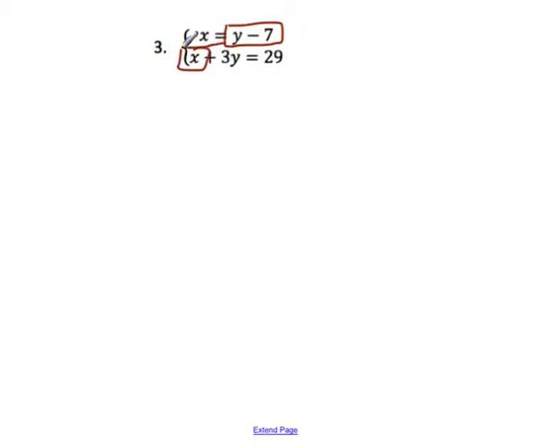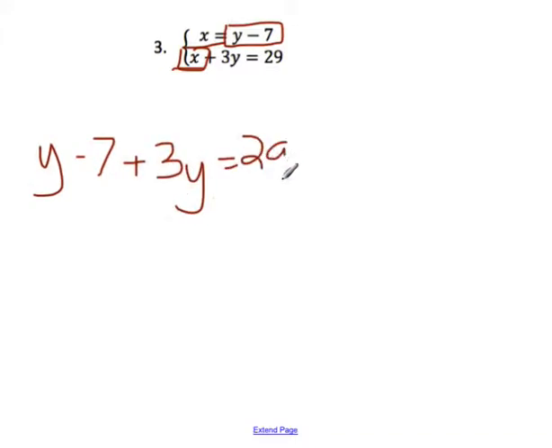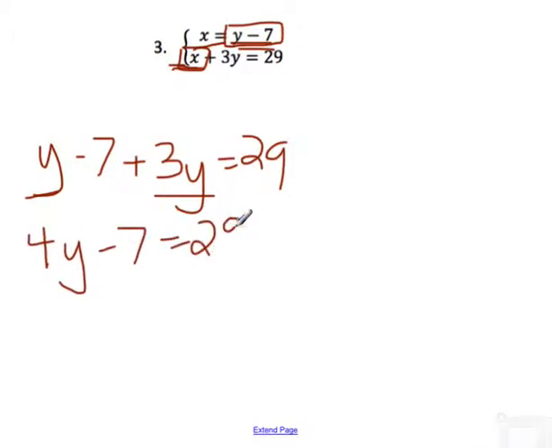So where I see x down here, I can plug in y minus 7. That substitutes out the x. Now the rest of the equation is going to stay the exact same. All I did was take the x out and put y minus 7 in instead. So y plus 3y is going to be a 4y minus 7 is equal to 29.